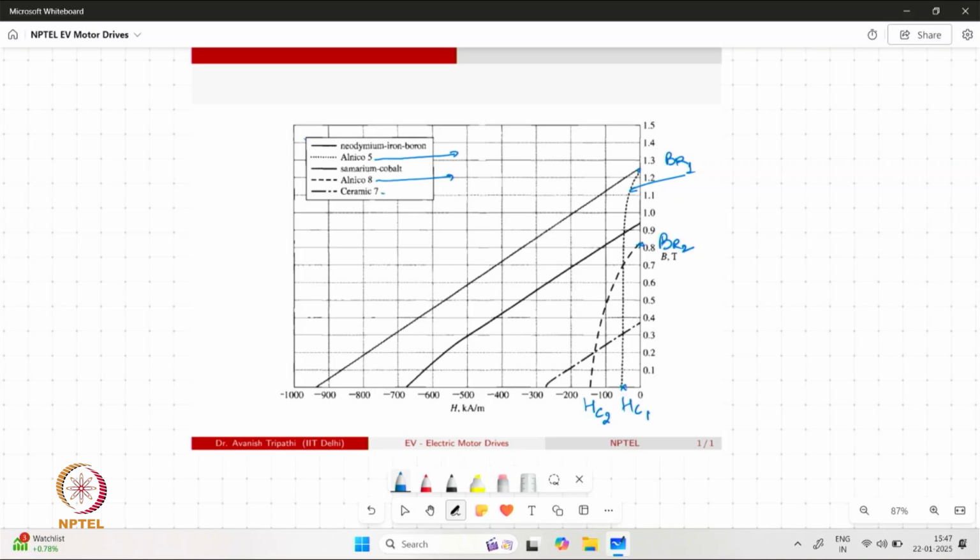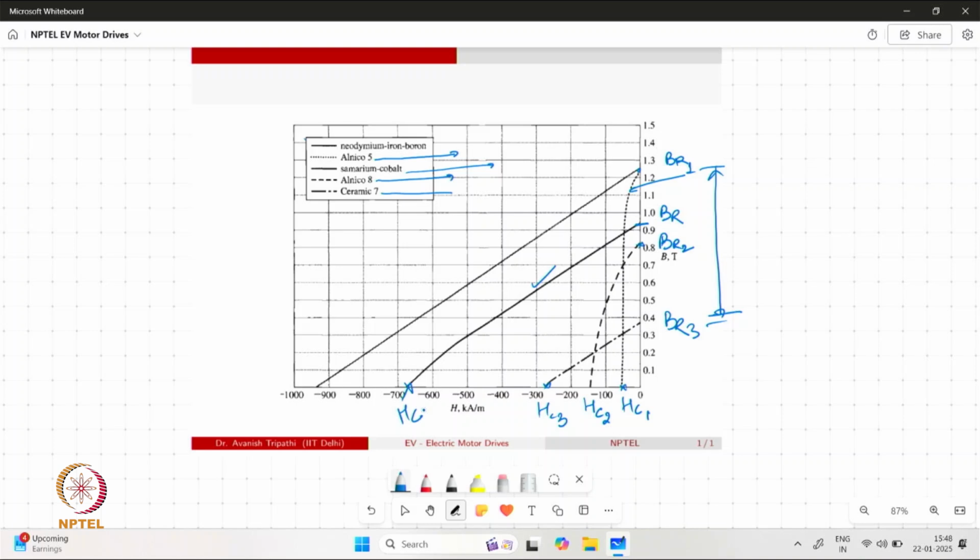Now another type of material, ceramic 7, shows a much higher value of Hc, however, the strength has come down significantly compared to Alnico 5. So we are making some compromise on the strength of the magnet to gain higher coercivity. Whereas if we talk about the rare earth metal magnets, samarium cobalt, which is shown by this graph, has a good value of Br, which is better than Alnico 8, and a very high value of Hc.